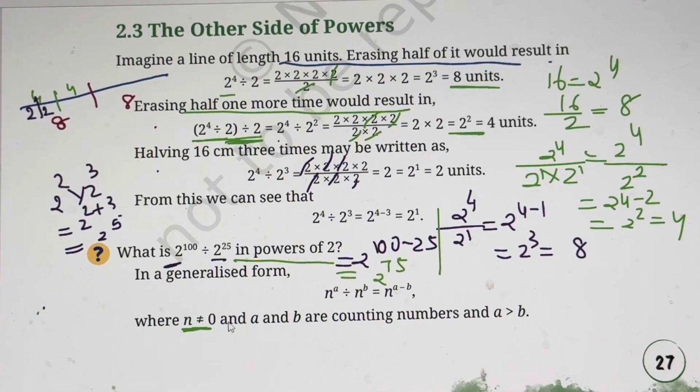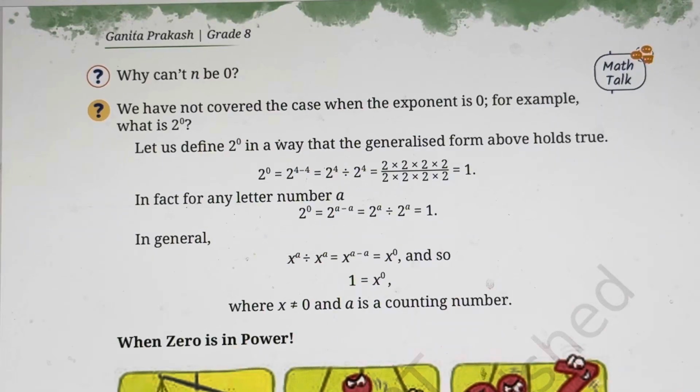But first you should remember that n cannot be 0. n should not be 0. Now what happens if n is 0? Why can't n be 0?